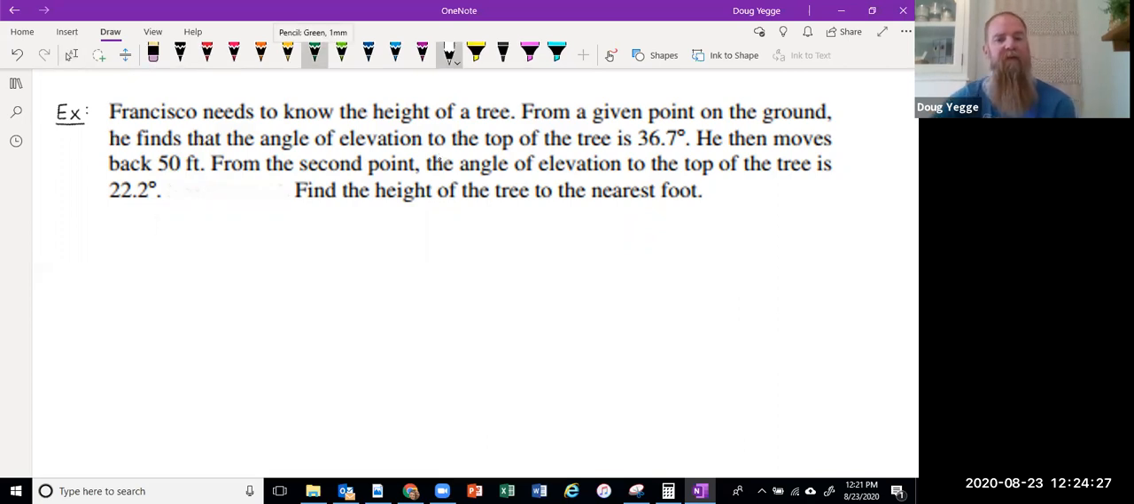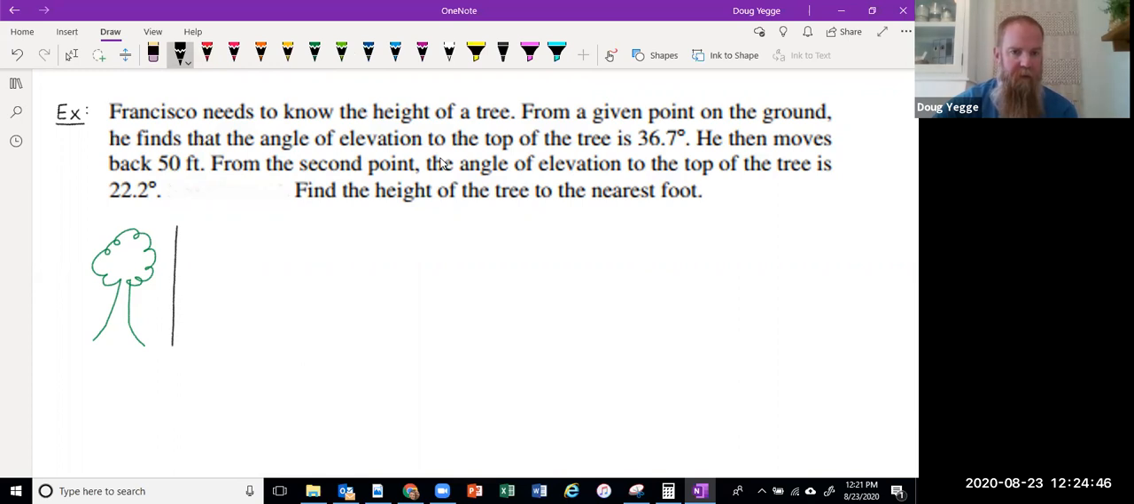So it says Francisco needs to know the height of a tree. All right, so you could draw a tree, or you could just draw a vertical line that represents the tree. So let's just say that I drew this vertical line, and that is representing the tree. Since we're trying to draw a triangle, that's totally acceptable. So let's just say that that's the height of the tree.